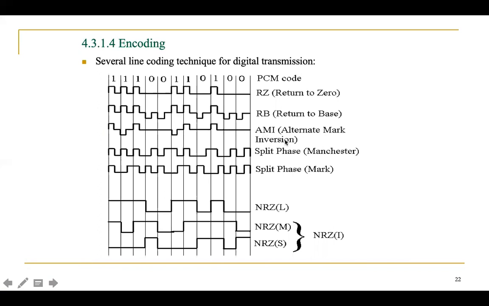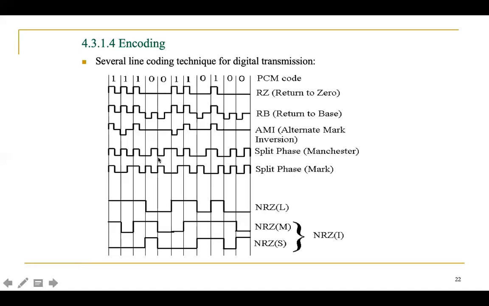And then we have alternate mark inversion. Alternate mark inversion is where you have one, and then you invert it. If you have one and one, then you need to invert it from positive to negative. So one, you invert it again. If the logic is zero, then you maintain. Then you have logic one, then you invert it again. One, invert it again. Zero, maintain. So that is alternate mark inversion.